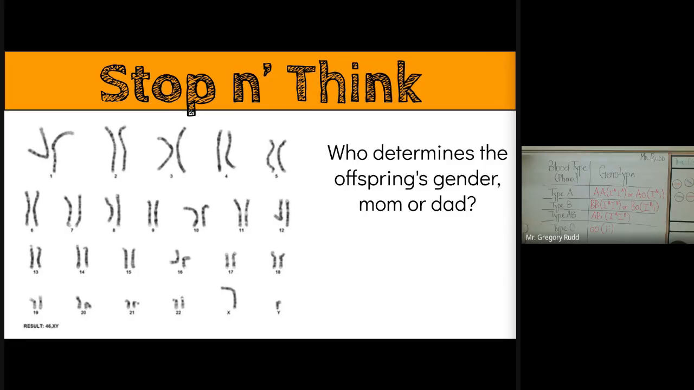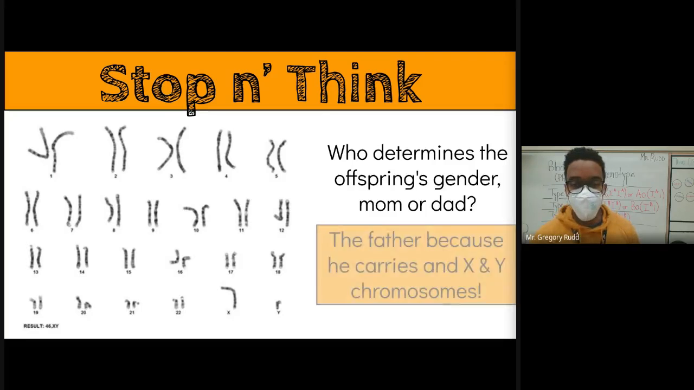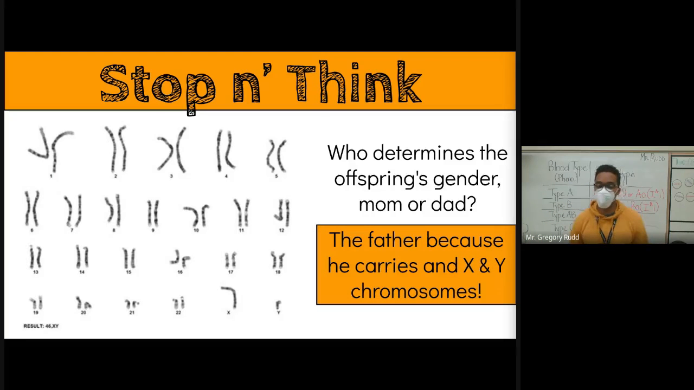If you get a second X, then you are a female. If you get a Y, then you end up being a male. Does that make sense? So dad is determining the sex. Mom can't give a Y. So if it was just moms, then we'd all have two X's. We would all be females. Dad is the only person who can give a Y chromosome.